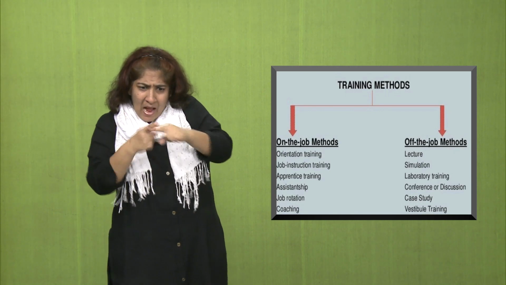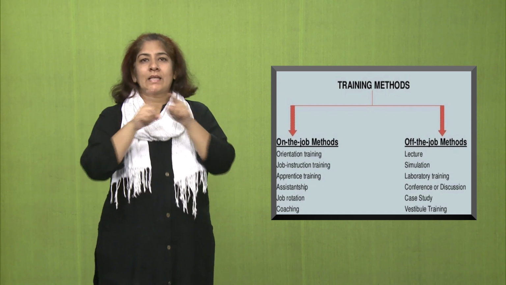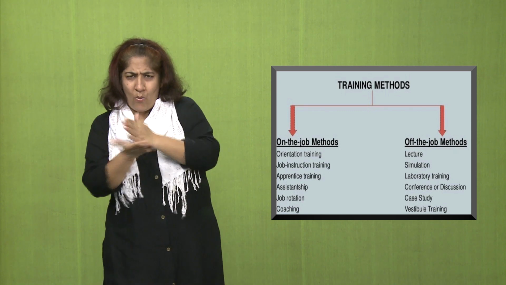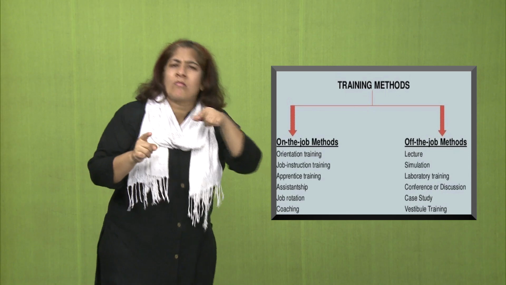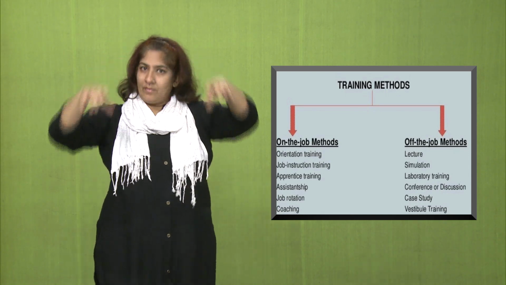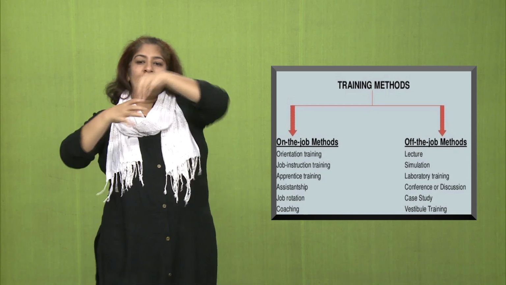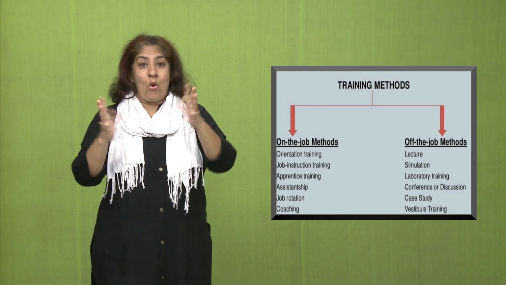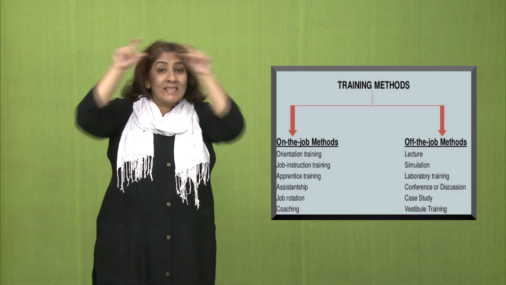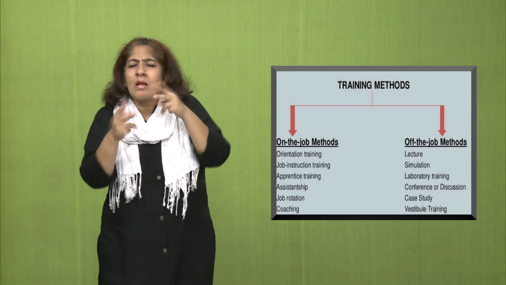Next, we will talk about the training methods. There are different kinds of training methods given in any company. For example, there are two methods. The first one is on-the-job methods, and the second one is off-the-job methods. The first one is the on-the-job method, which I am going to explain.